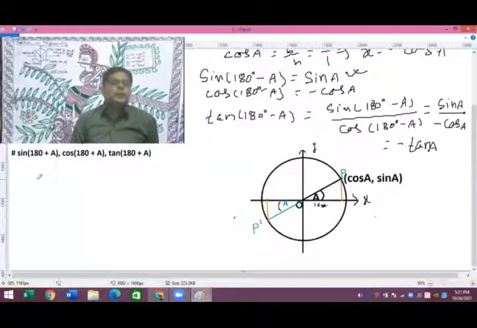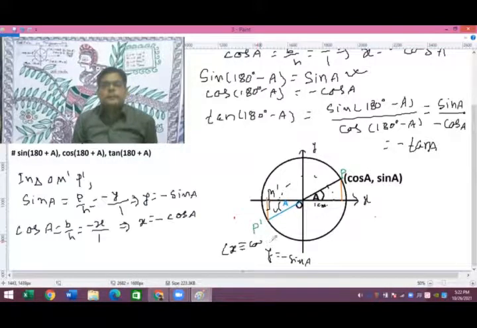And now similarly we can talk about sine 180 degrees plus A, cos 180 degrees plus A, and tan 180 degrees plus A. That means start from here and up to here, this is 180 degrees, and plus A means the surplus angle that will definitely go to the third quadrant. Here also we check for the x coordinate as well as the y coordinate of this point. Now let's check what happens here. We will do the similar work that we did over here.